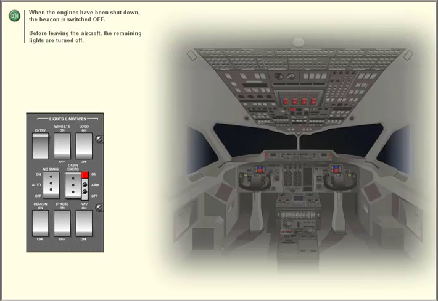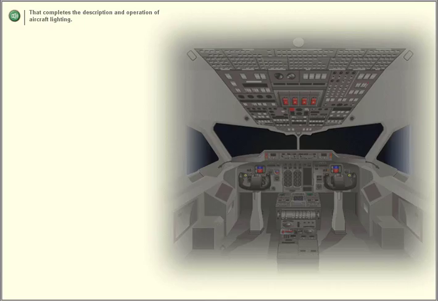When the engines have been shut down, the beacon is switched off. Before leaving the aircraft, the remaining lights are turned off. If the cabin emergency lights were left armed, and power was removed from the aircraft, the cabin emergency lights would illuminate. How can they be turned off? That completes the description and operation of aircraft lighting.